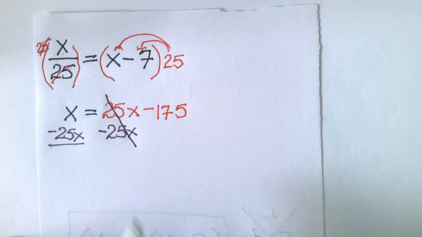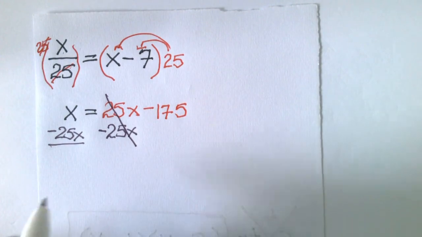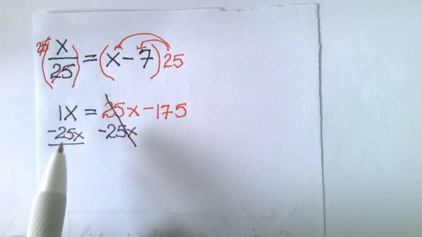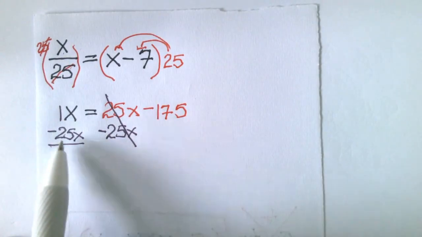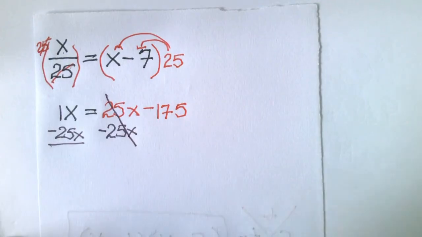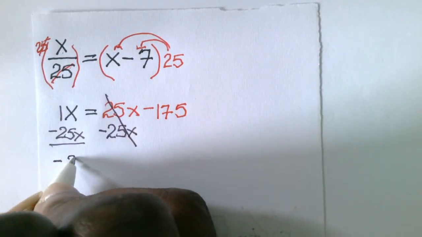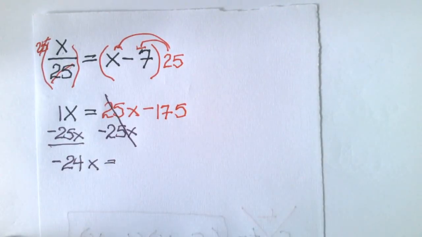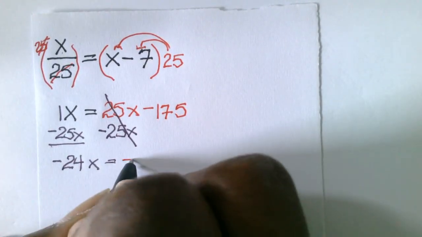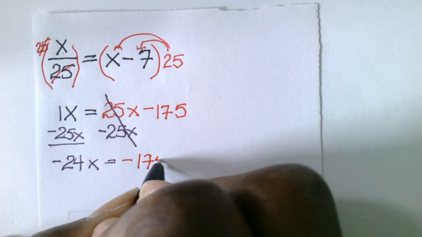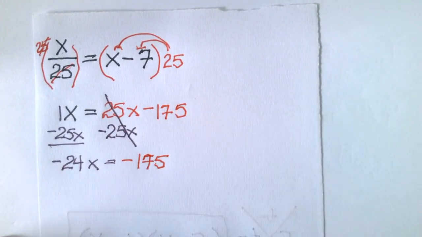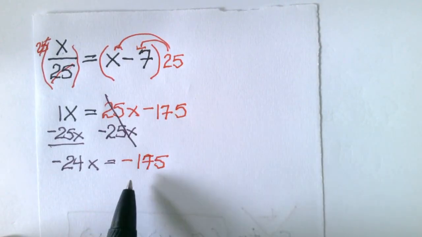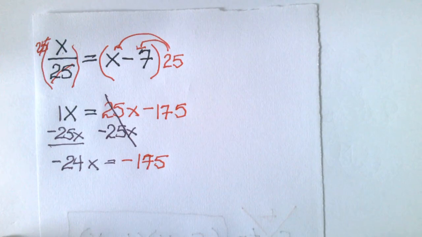So they cancel out to give me 0. Then we have a 1 that's in front of that x. So if I have $1, but I want to spend $25, well, I am short $24. And then I'm bringing down my negative 175. This is the part that throws a lot of people off. They forget to bring that minus sign, that negative, with the 175.